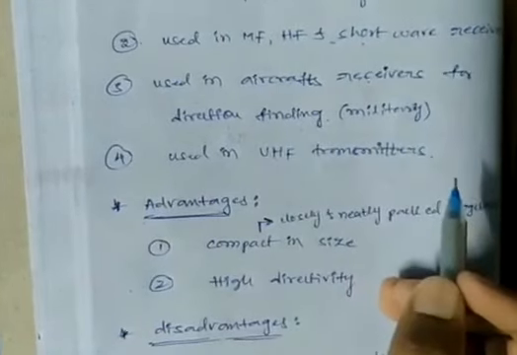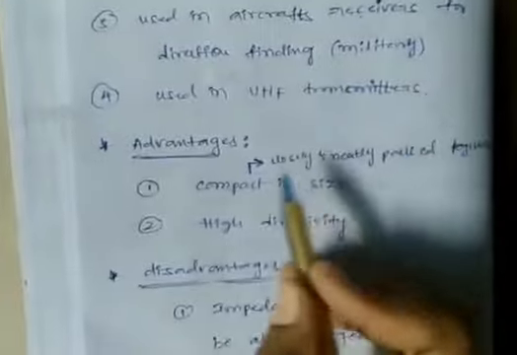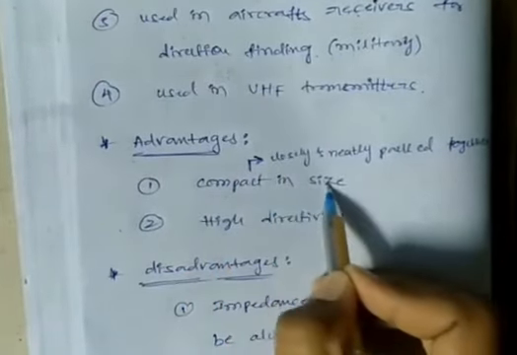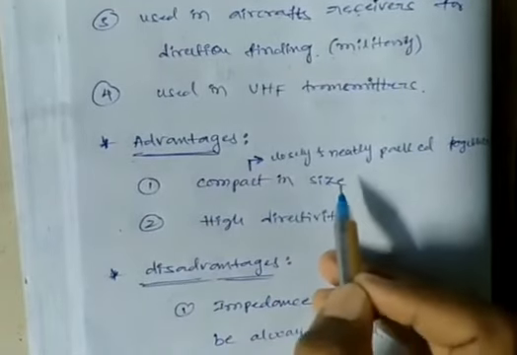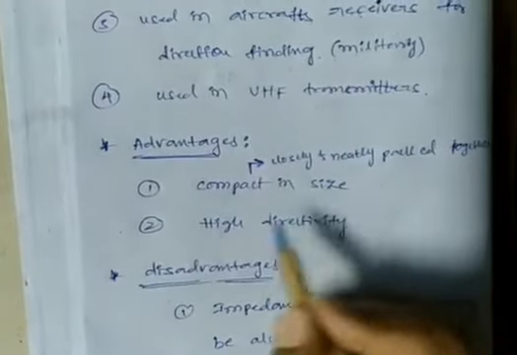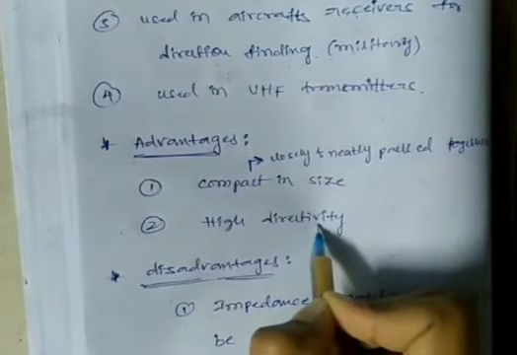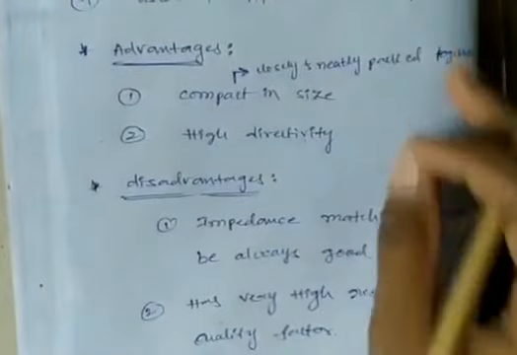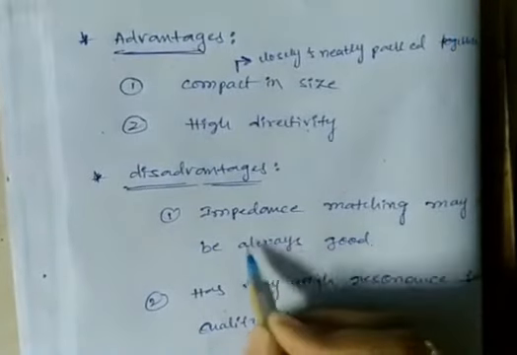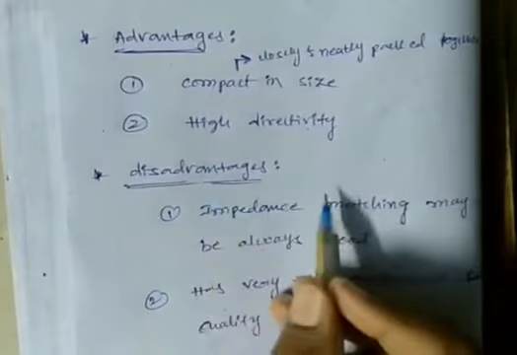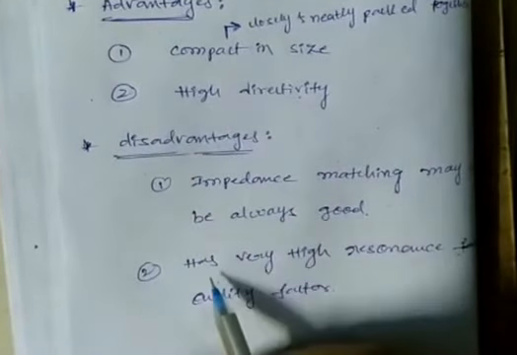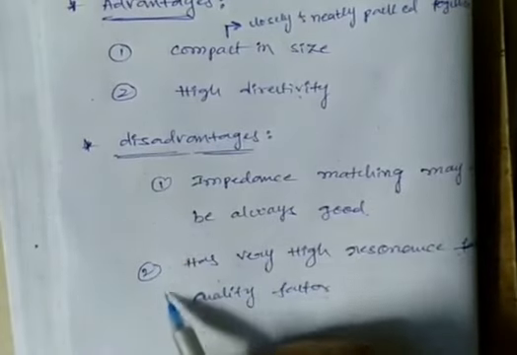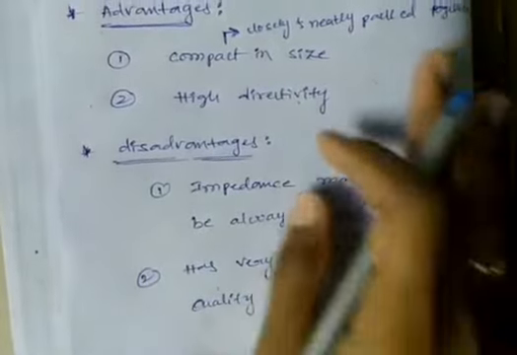And what are the advantages of loop antennas? Here the loop antennas are compact in size. Compact in size means these are closely or neatly packed antennas, and these also have high directivity. And for the loop antennas, we have disadvantages also. Impedance matching may not always be good in these loop antennas, and these loop antennas have a very high resonance quality factor. These two are the disadvantages of the loop antennas.